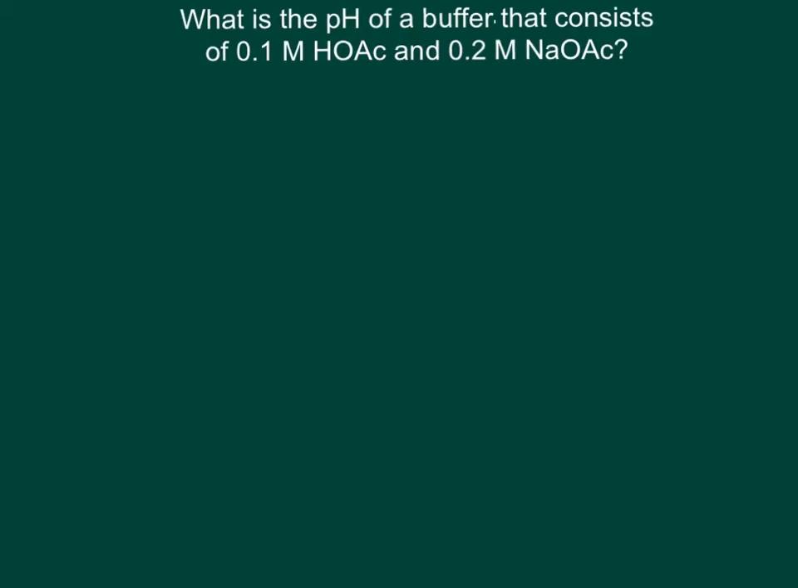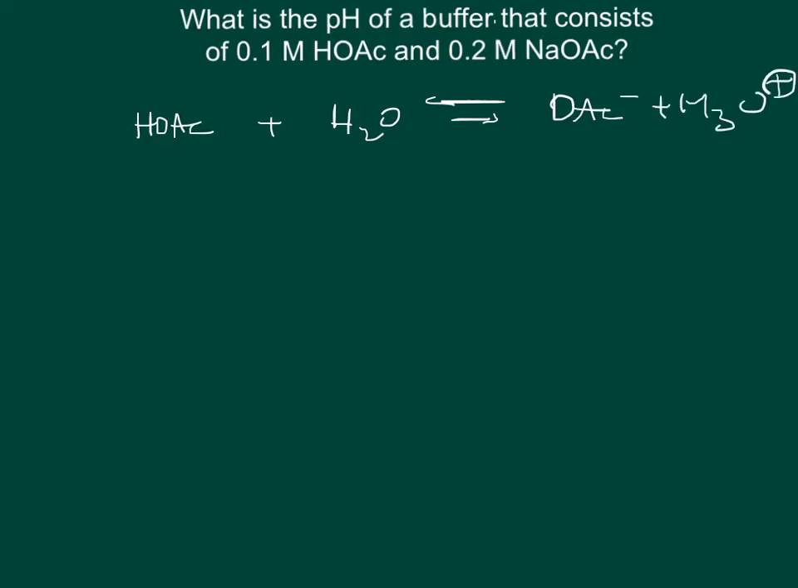To continue our discussion of acetic acid and acetate ion, the acid-base reaction that relates these two species is very simple. It's acetic acid, or HOAc, I'm going to use the abbreviated form, plus water in equilibrium with OAc minus plus H3O plus. This is a typical acid-base reaction. In this example, acetic acid is the acid, water is the base, acetate ion is the conjugate base of the acid, acetic acid, and hydronium ion is the conjugate acid of the base, water.